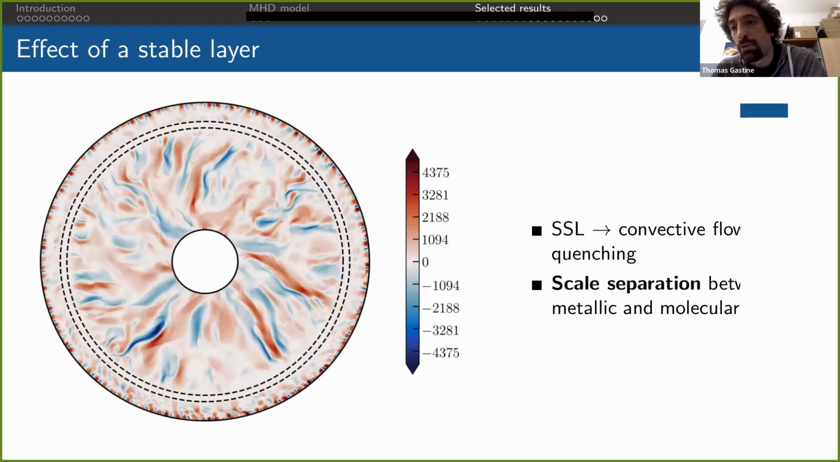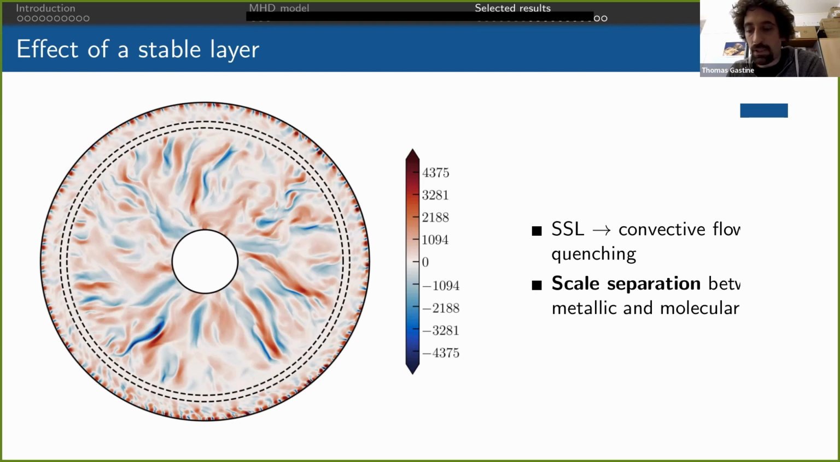So to illustrate the role played by this stable stratification, I just show you here an equatorial cut of the radial motion for a simulation where the stable stratification is defined between these two dashed lines here. And you have the dynamo region in the inner part and the molecular envelope in the external part. And you see that there is very little radial motion in between, meaning that most of the convective flow is actually quenched by the degree of stratification we're imposing. We also observe a large scale separation between the dynamo region and the molecular envelope. And this, as I will show you just after, is mainly related to the different leading order force balance that you have in those two fluid regions.